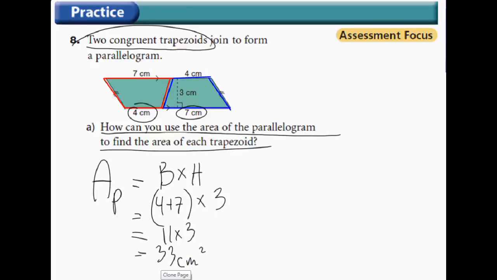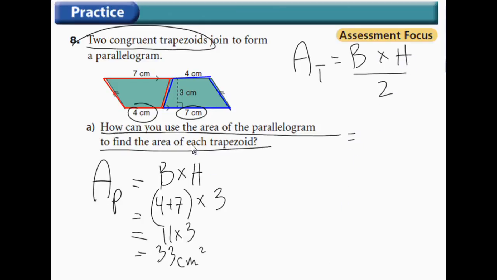The question is, how can we use this area to figure out the area of our trapezoid? Simply, if you look at it, we need this area divided by 2, because two of these trapezoids make up the whole parallelogram. If we take the area of this whole parallelogram and divide it by 2, we will have the area of one of these trapezoids. So the area of the trapezoid should be the area of the parallelogram divided by 2, which is base times height divided by 2.